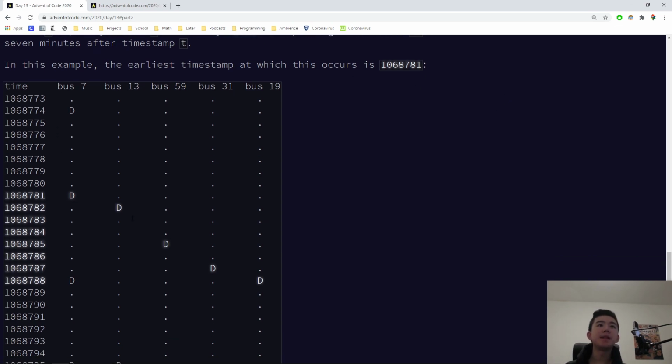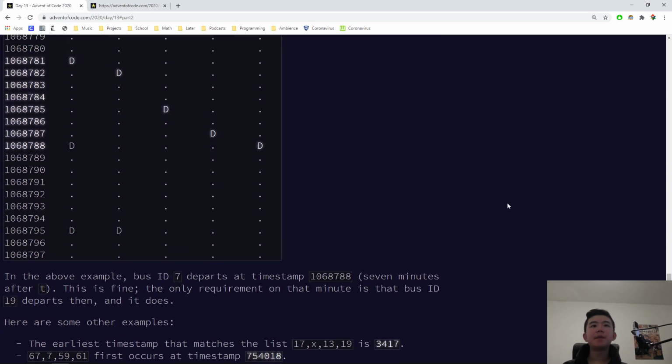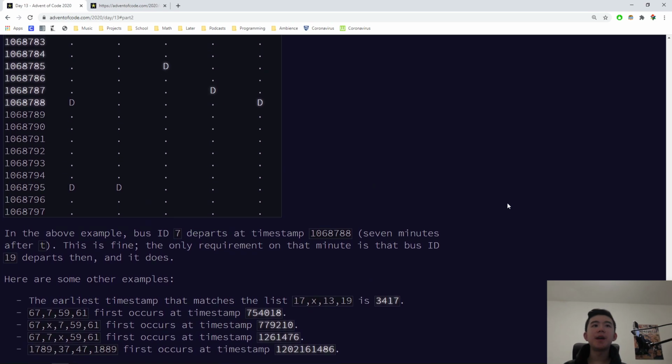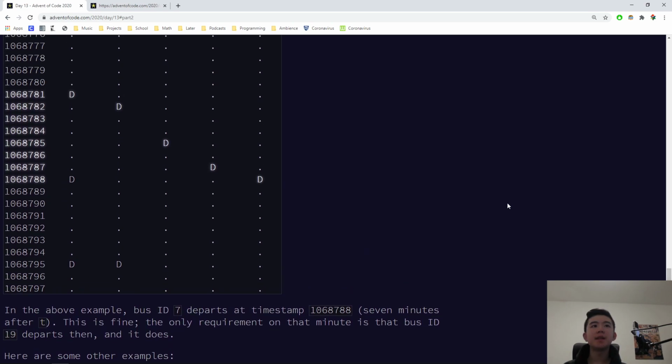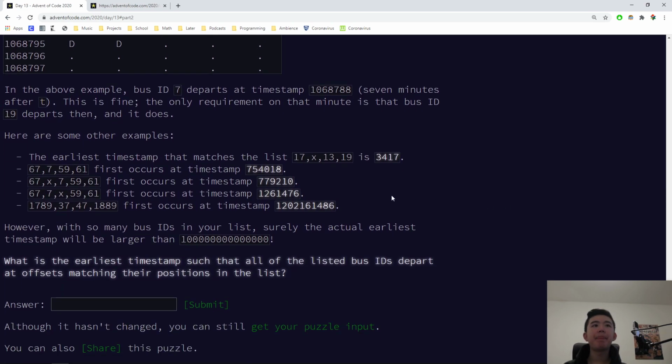And then we see that this happens. In the above example, bus ID 7 departs at timestamp 1068788, 7 minutes after T. This is fine. The only requirement on that minute is that bus ID 19 departs then, and it does. Here's some other examples. Interesting.